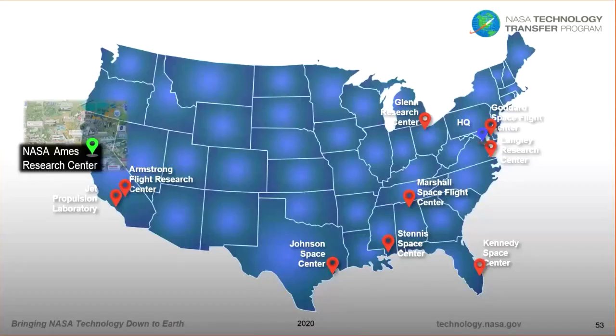So, a quick broad overview of the NASA Technology Transfer Program. I mentioned earlier in the beginning of the webinar that we have over 1,000 patented technologies, and those come from the 10 different NASA centers. And we're here, as you can see in the green, in Silicon Valley at NASA Ames Research Center. But all the rest of the centers are spread all throughout the country.